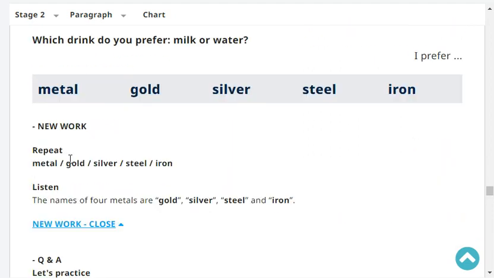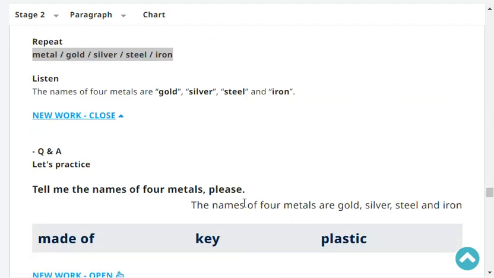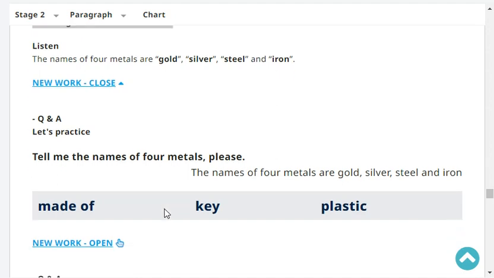Metal, gold, silver, steel, iron. Very good. Okay, listen. The names of four metals are gold, silver, steel, and iron. Let's practice. Tell me the names of four metals, please. The names of four metals are gold, silver, steel, and iron. Very good.